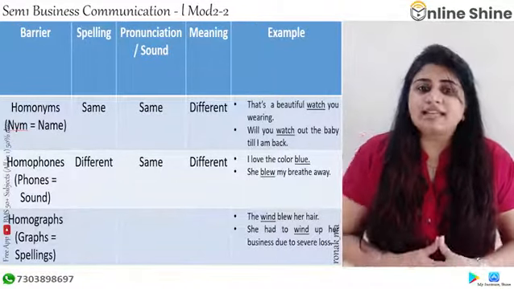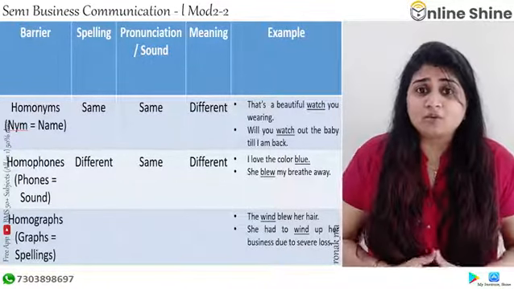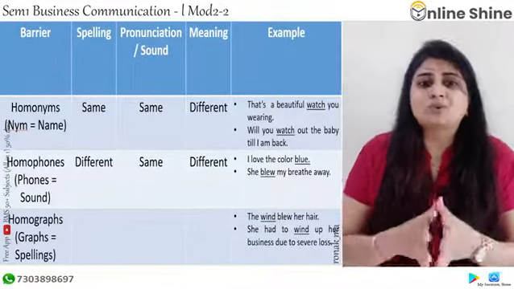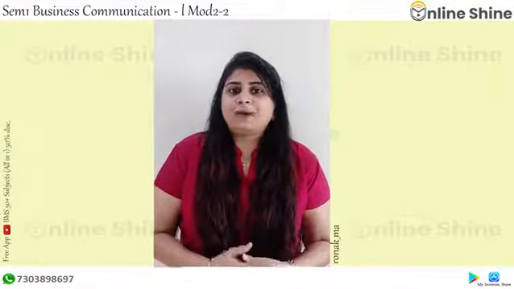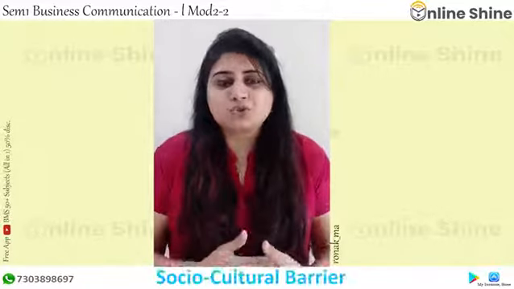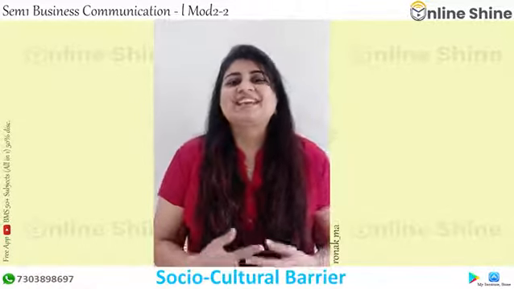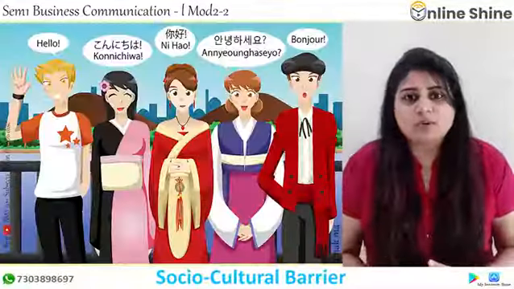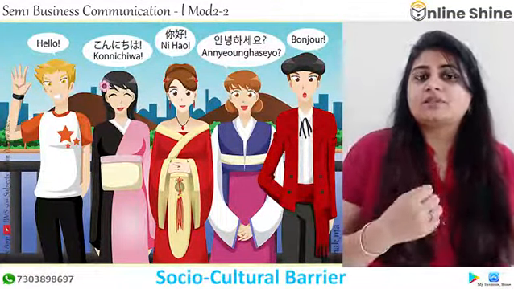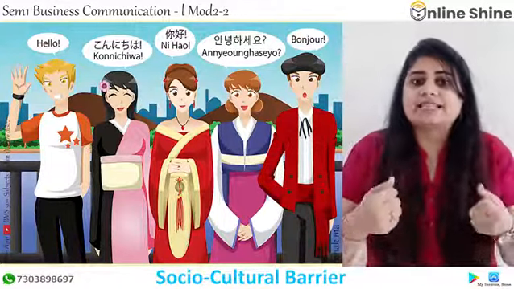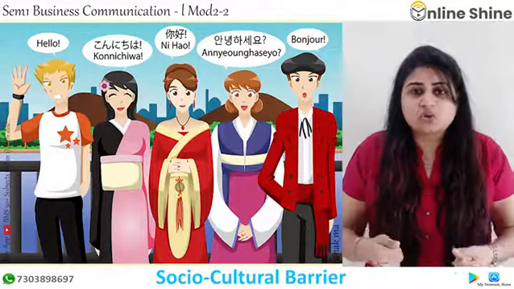Now we move to understanding the third type of barrier to communication, which is with regards to socio-cultural barriers. What happens in a socio-cultural barrier to communication, as the word suggests, is with regards to the way a person behaves in a certain society as per the culture of what he or she belongs to.